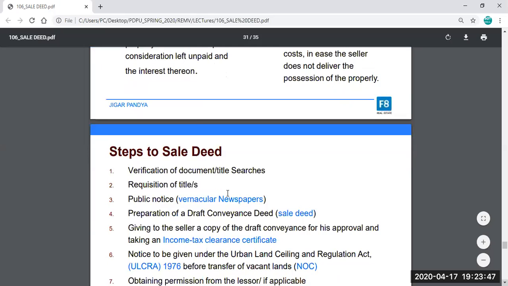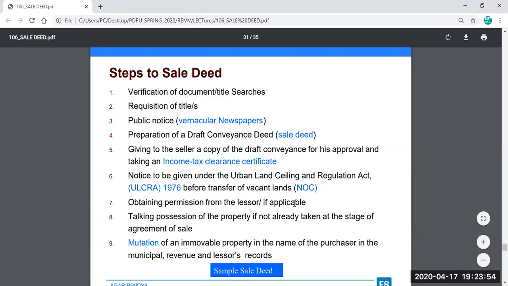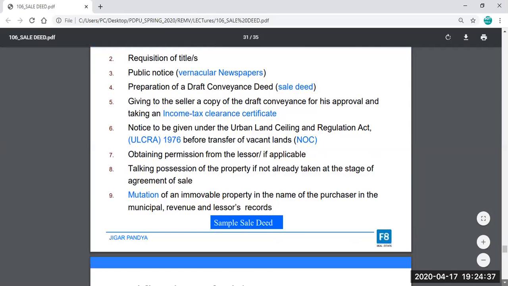So just to summarize very quickly all the steps of the sale deed. First is verification of documents, title search, acquisition of title, public notice, preparation of the conveyance deed draft, giving the seller a copy of the draft conveyance for approval, and taking the income tax clearance certificate. Notice to be given under the Urban Land Ceiling Act before the transfer of vacant land. This is one NOC that is required. Obtaining permission from the lessor, if applicable, that is, if there is a lease on the property. Taking the possession of the property, if not already taken, the stage of agreement of sale, and mutation of the property, that is transferring the name, what we call registration. These are some of the very basic steps. And now finally let's talk about the title.